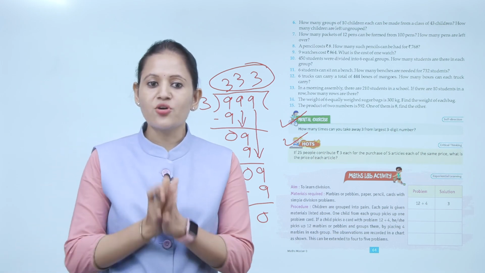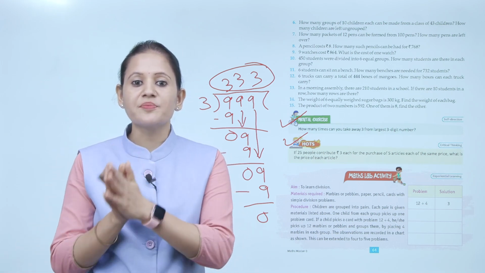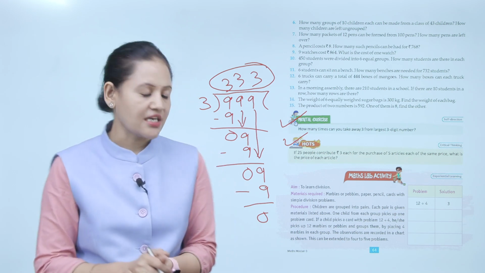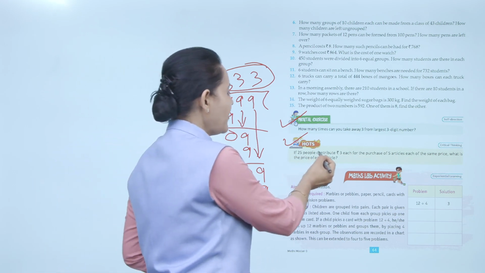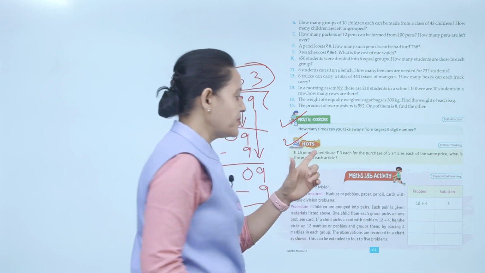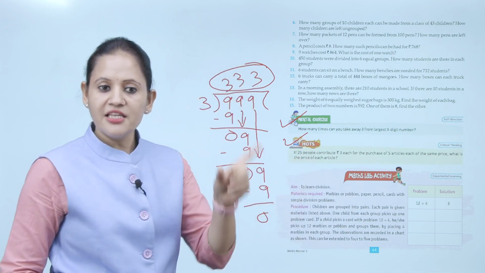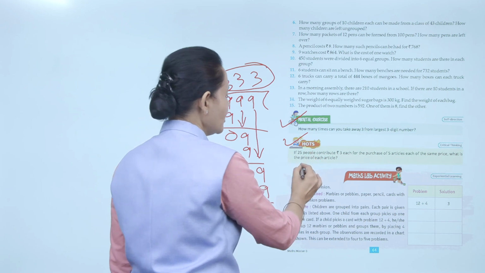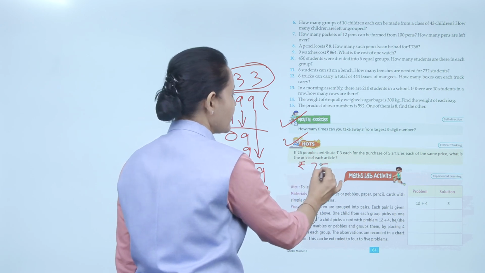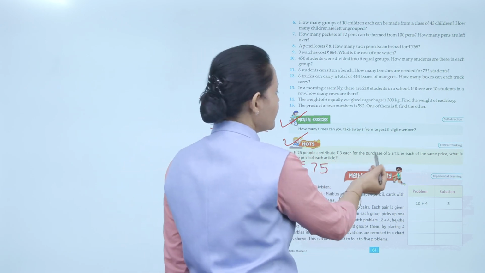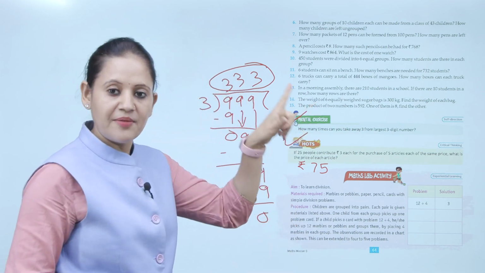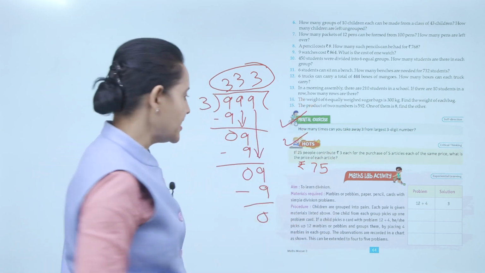If 25 people contribute ₹3 each for the purchase of 5 articles each for the same price, what is the price of each article? 25 people contribute ₹3 each. हर एक 3 rupees contribute कर रहा है, मीन्स टोटल कितना कर रहा है? 75 rupees. 25 into 3 is 75. Each for the purchase of 5 articles. हर एक 5 article खरीद रहा है सेम प्राइस पे. So what will be the price of each article?